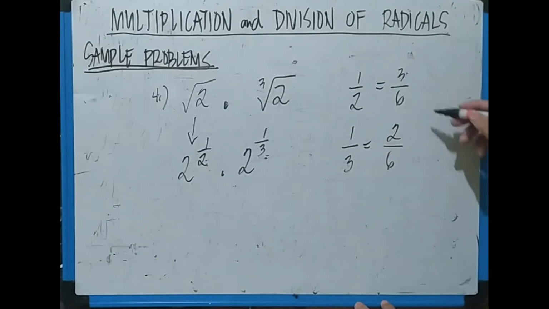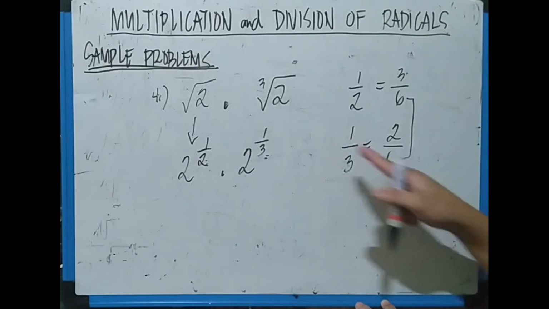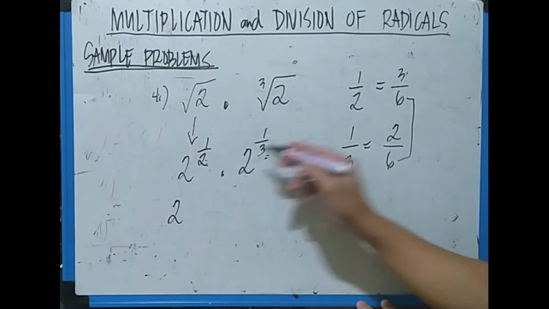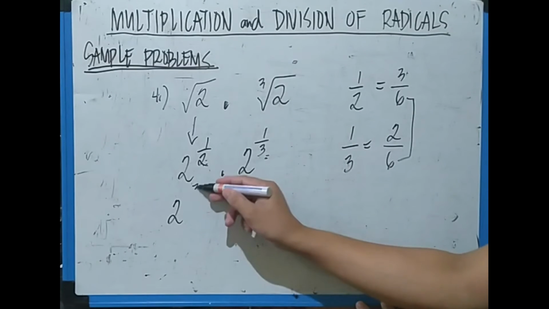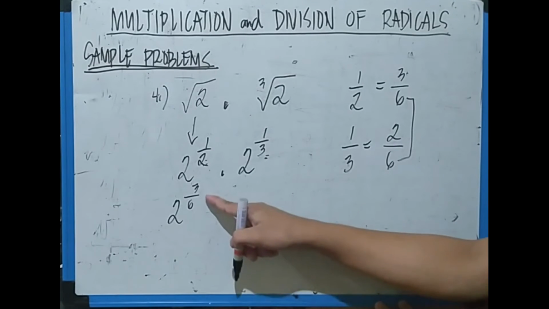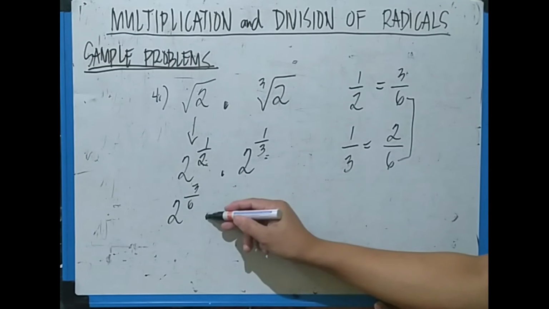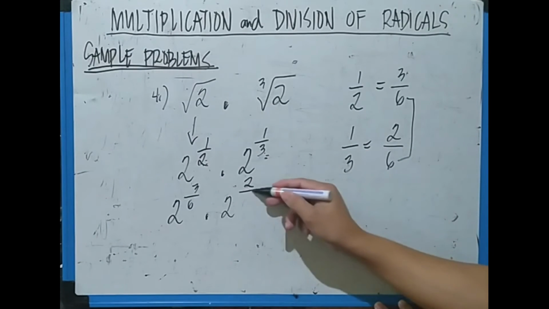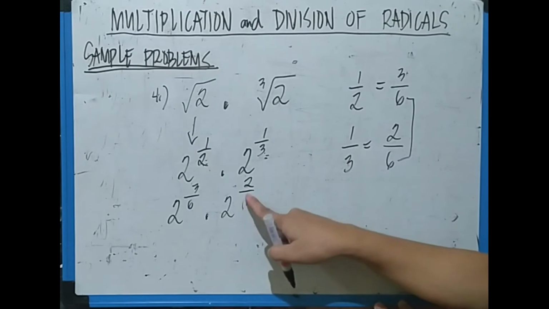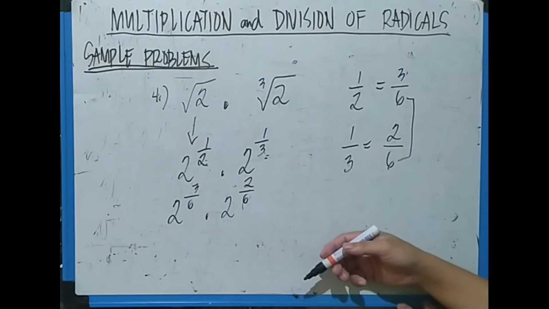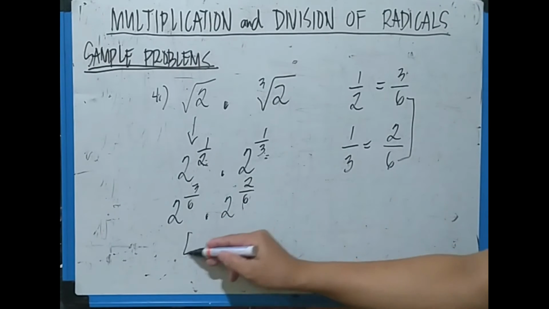So in this case, guys, they now have the same denominator, so we can use this. Instead of 1/2, we use 3/6, because their values are the same. 1/2 is equivalent to 3/6. And the other one is 2 raised to 2/6, instead of 1/3. So this time, we can convert them back to radical expressions since their denominators are the same.